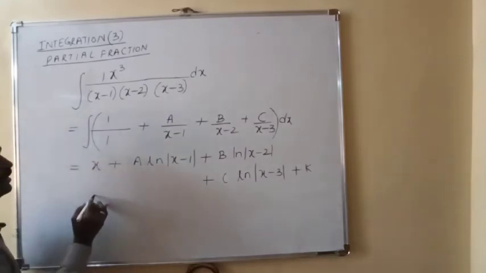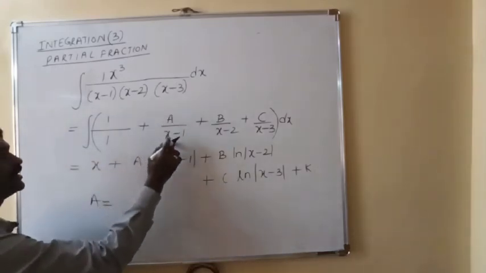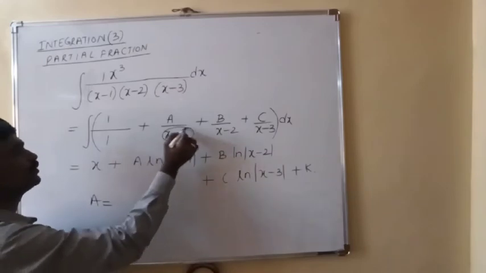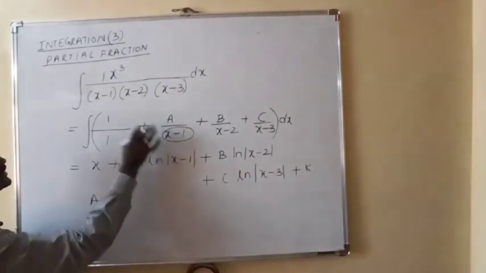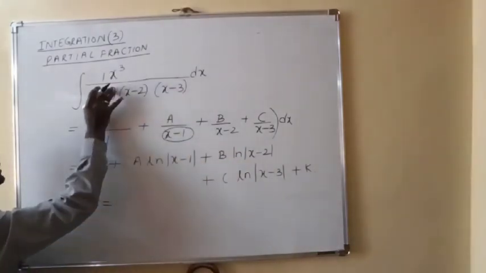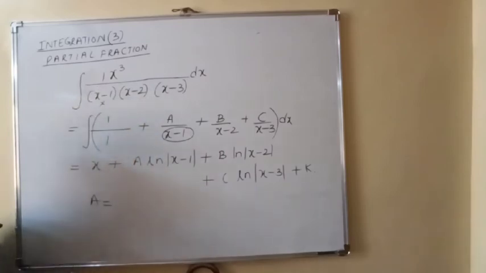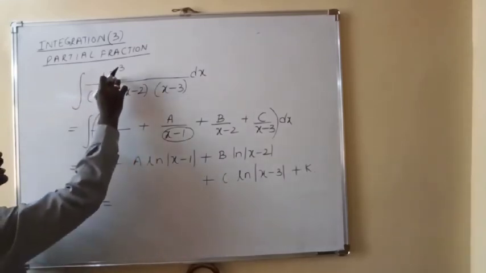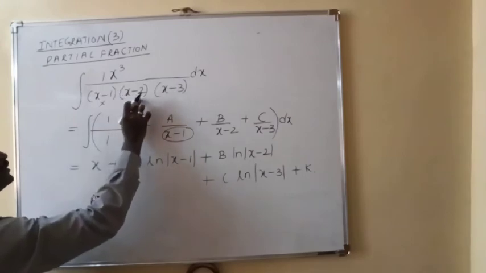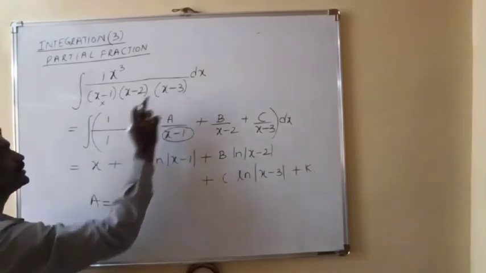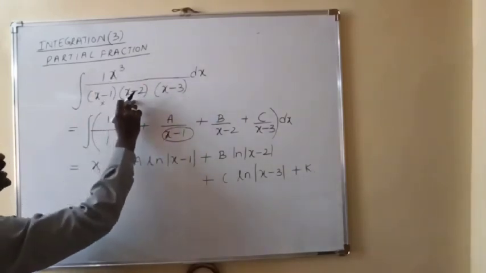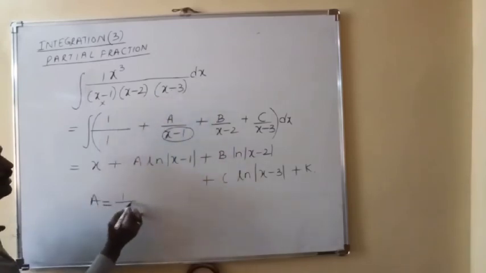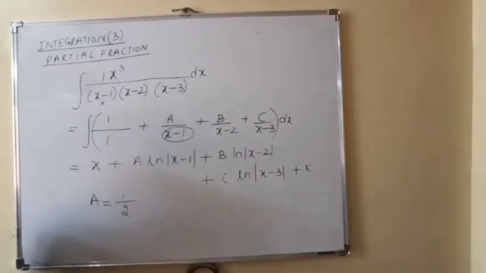So how to find the value of a? What is the factor under a? x minus 1. If you make it 0, you get x equal to 1. Put x equal to 1 in the given problem other than the factor x minus 1. So 1 cube is 1, 1 minus 2 is minus 1, 1 minus 3 is minus 2. So 1 upon minus 1 into minus 2 is 1 upon 2.